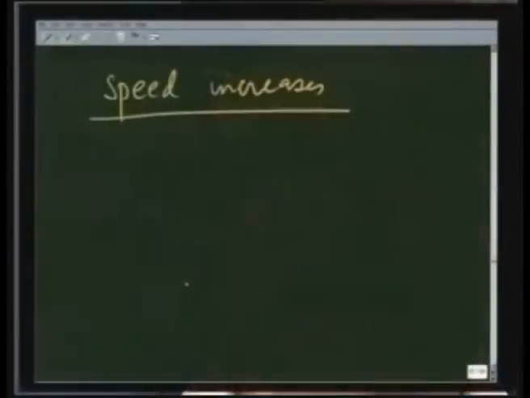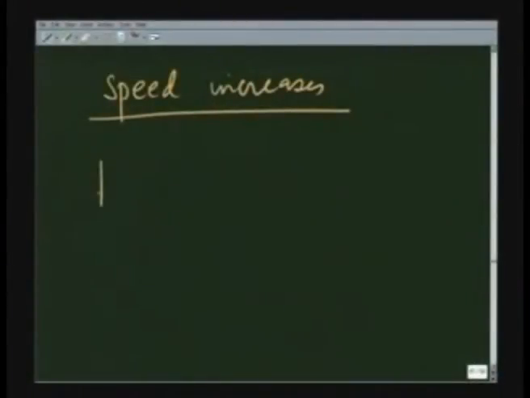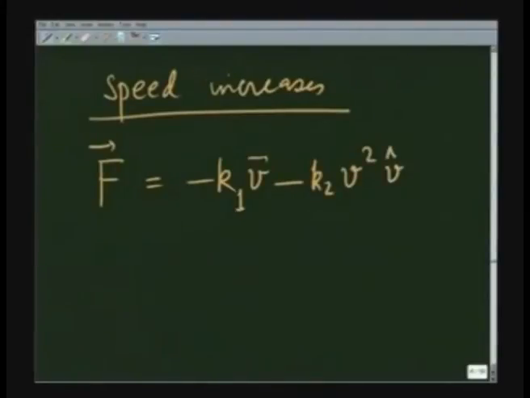more dependence on velocity may come in the form of F equal to minus k1 v minus k2 v square, let's write a unit vector v̂ so that it tells you this is opposite to the velocity vector, and higher order terms, this being the simplest.